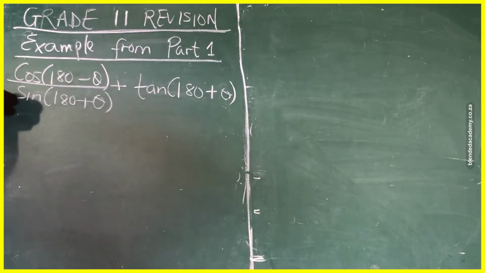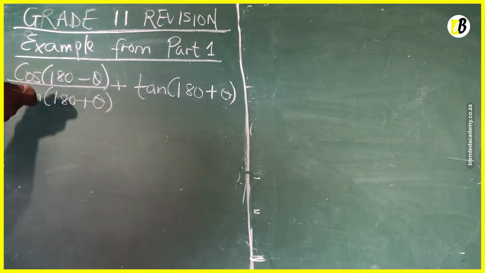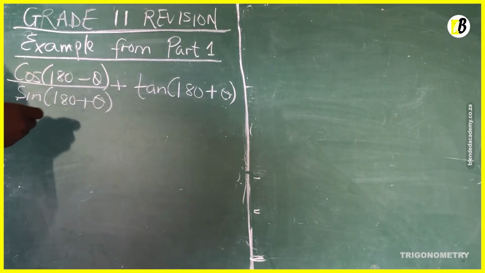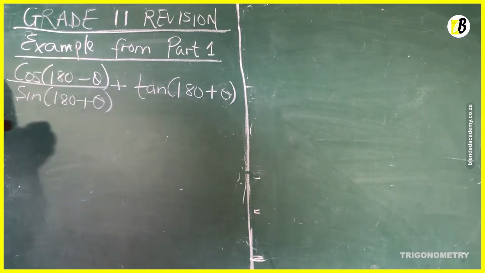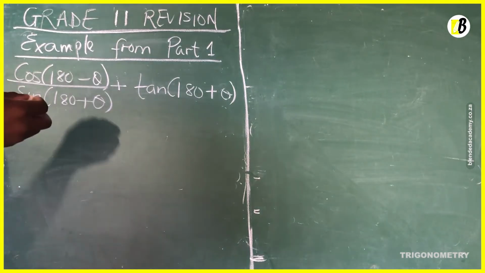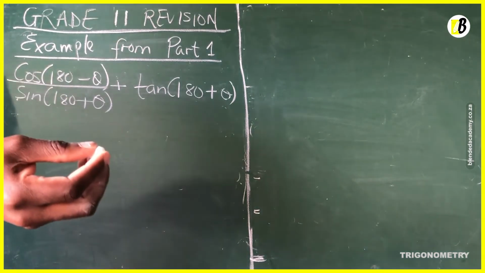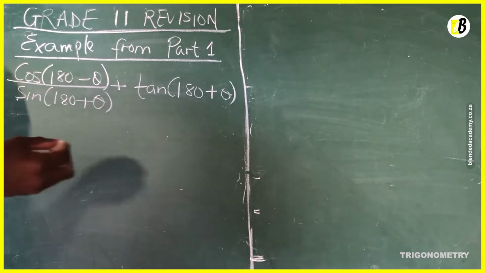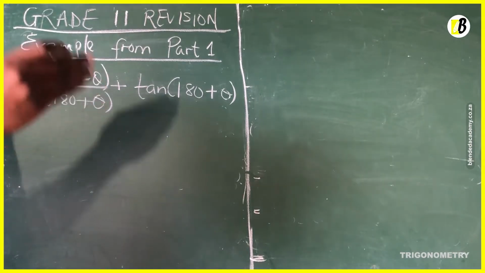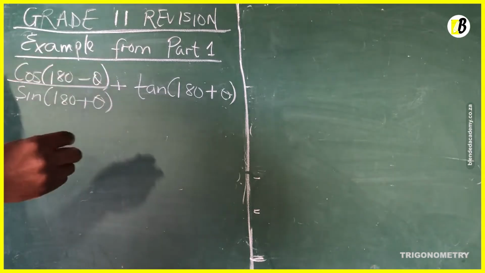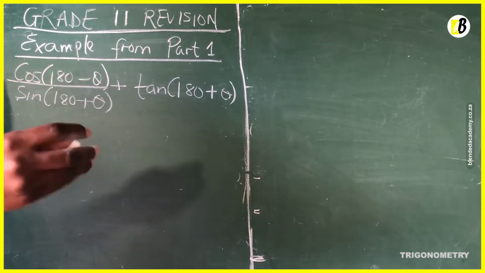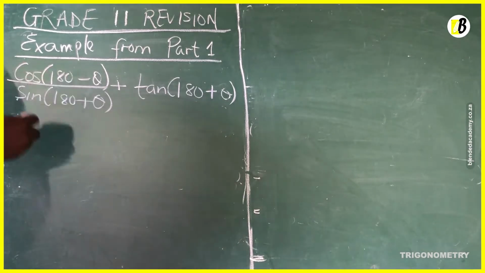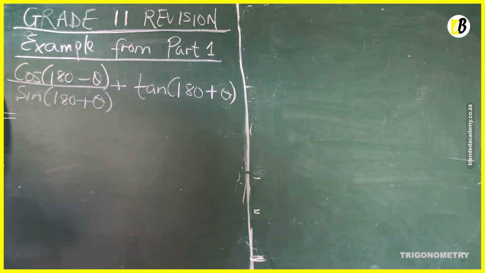So now the example was cos(180 degrees minus theta) divided by sine(180 degrees plus theta) plus tan(180 degrees plus theta). I think it's important that you go to the diagram that I gave you in the previous video, the diagram that shows different quadrants and different functions that are positive in those various quadrants. That's going to be very important in solving this example.